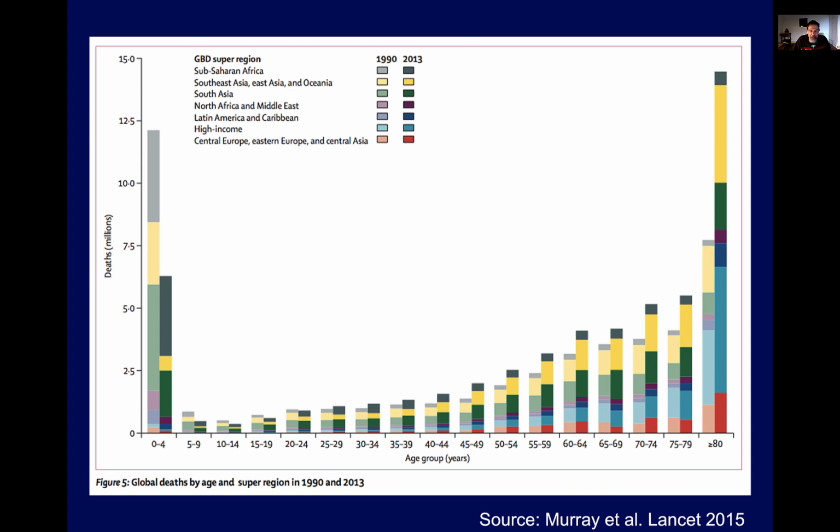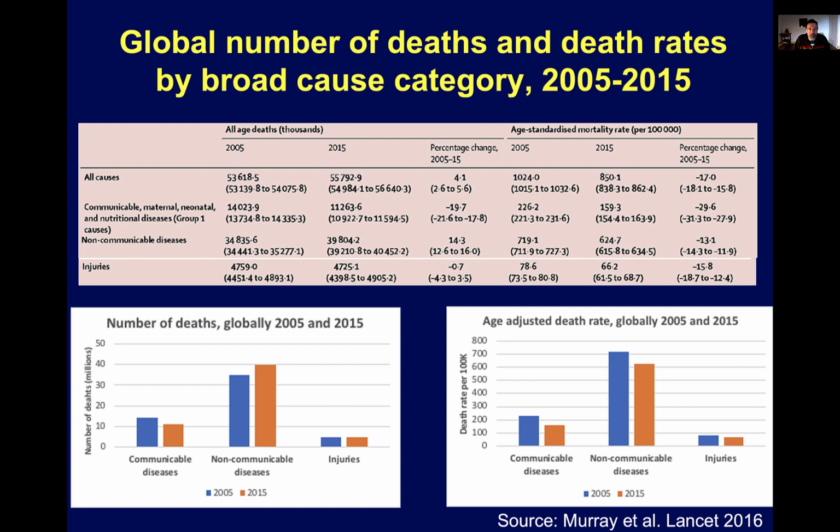The number of deaths declined markedly in young children, whereas the number of deaths increased substantially in older age groups. And during 2005 to 2015, where we saw that the age-adjusted death rate declined by 17%, the decline was greatest for communicable, maternal, neonatal, and nutritional diseases as compared with non-communicable diseases and injuries. So you can see here there was a decline for communicable diseases, both in the number of deaths on the left and in the age-adjusted death rate on the right.